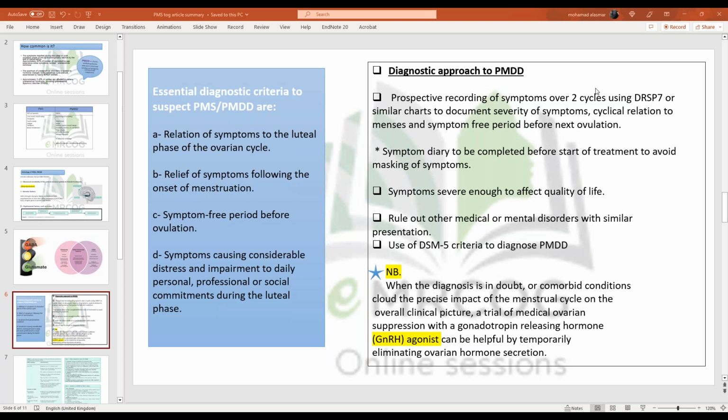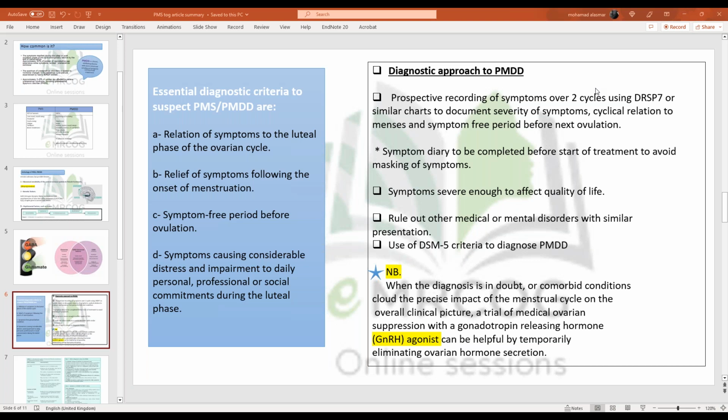So if I have a woman who complains of symptoms of PMS and it's not diagnosed yet, and I want to make sure of the diagnosis before starting treatment, what do I need to do? I need to have a prospective recording of symptoms over 2 cycles using the chart that came in the TUG article. This is the DRSP chart, okay. The symptom diary needs to be completed before treatment, please, in an undiagnosed patient.